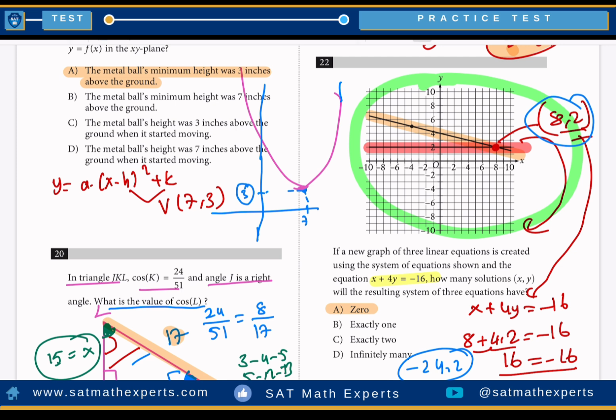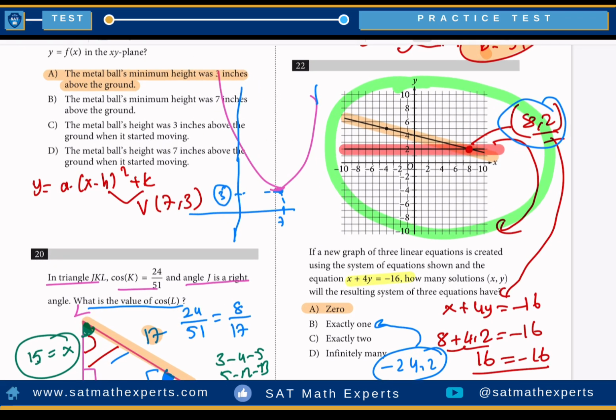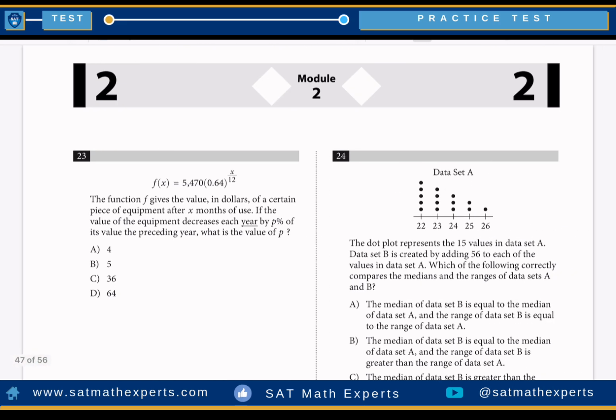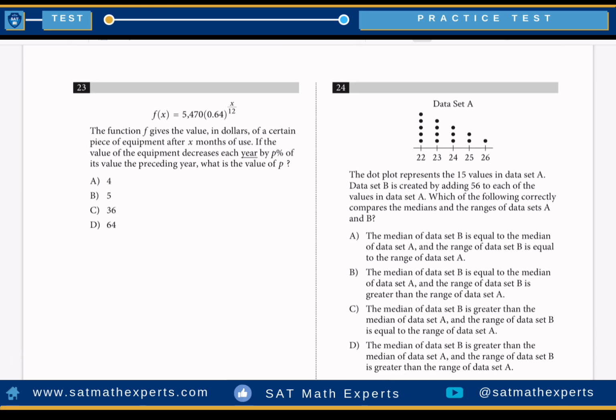At this point, they have to intersect. Then I can say there is exactly one solution. But (8, 2) is not part of this solution. That's why a while ago I told you, try to read the question very well, the last part, what you have to find, okay? Now, let's continue with the next example.